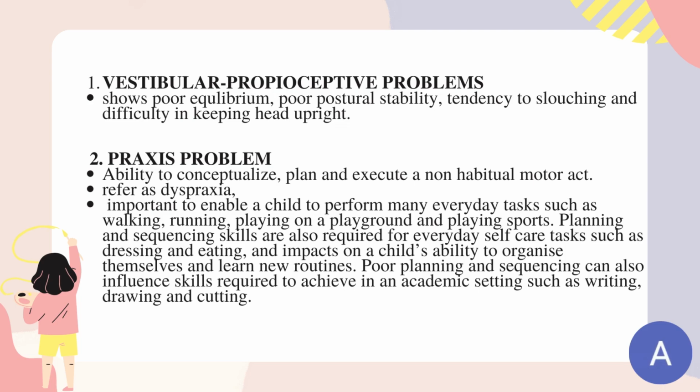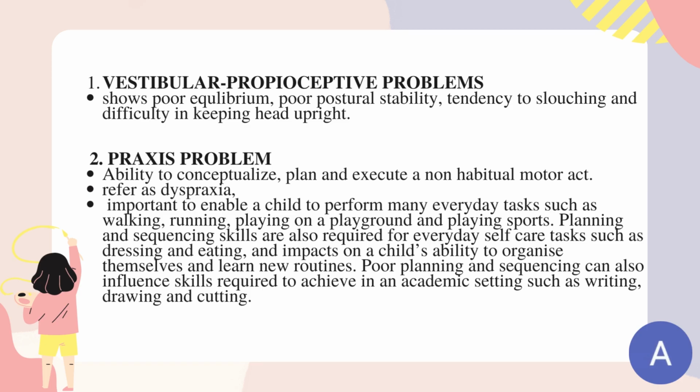The next problem is praxis problem, also known as planning and sequencing. This problem is related to children who must have the ability to conceptualize, plan, and execute, but have a problem with that. Simply put, they must know what they want to do, figure out how they want to do it, and then carry out what they want to do.